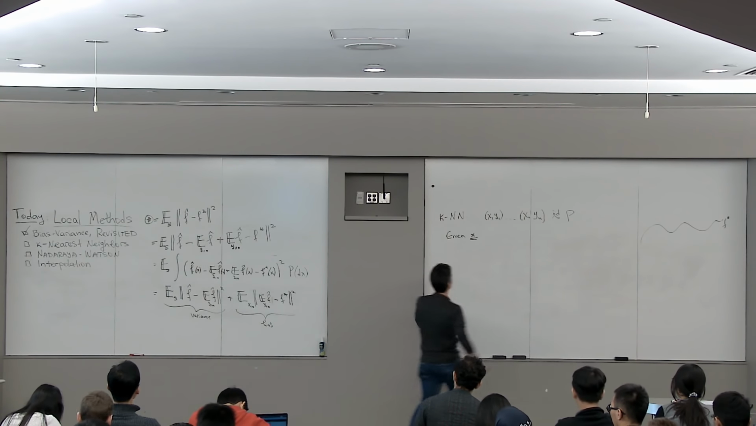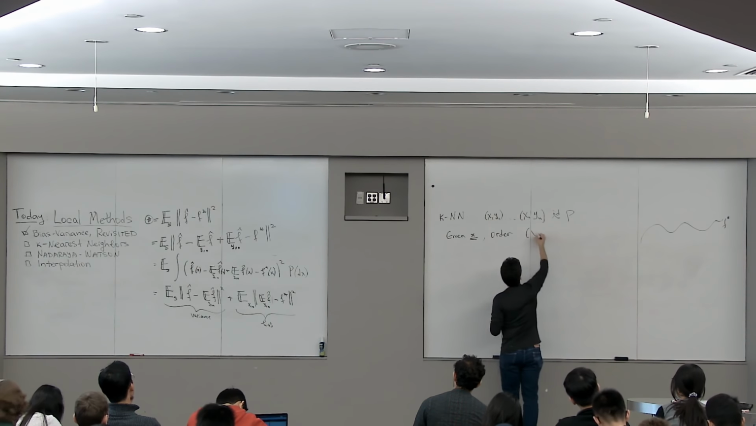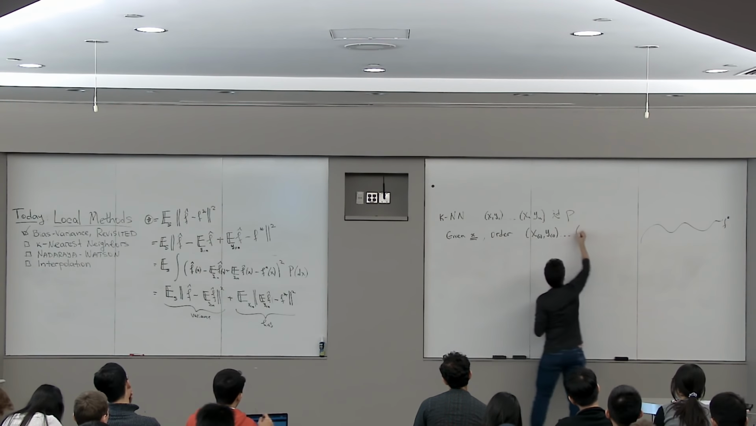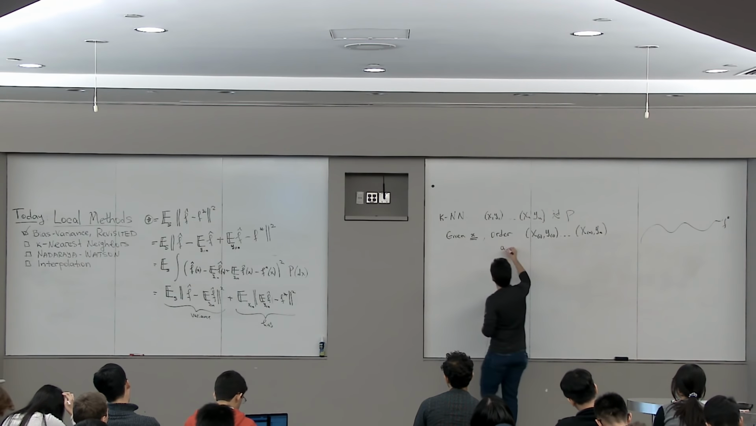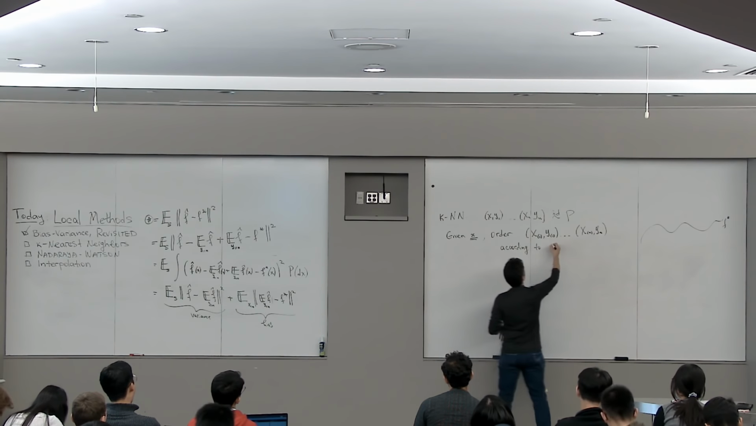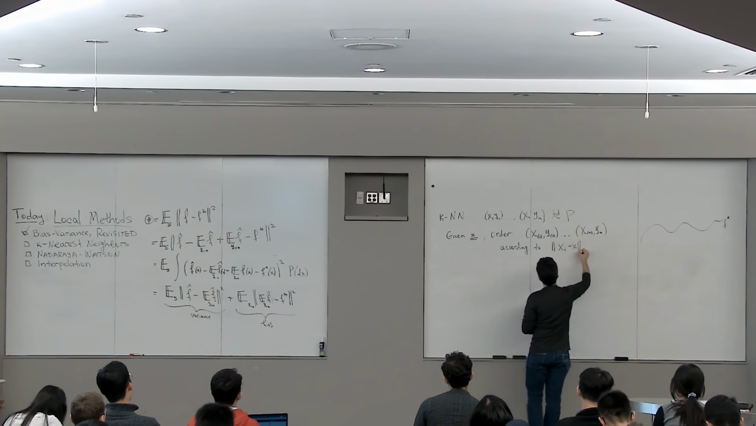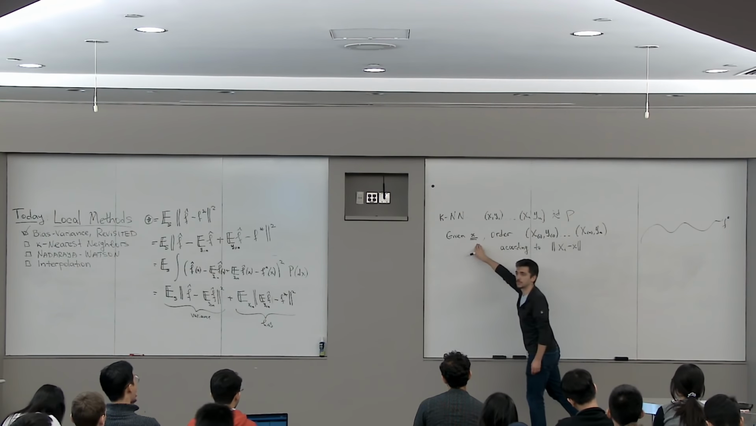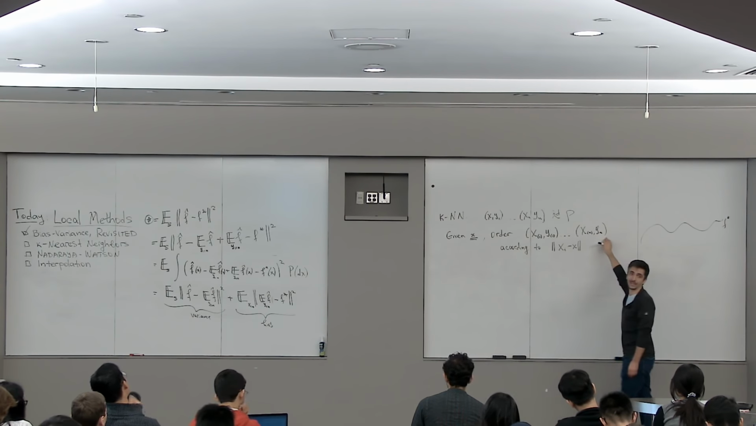So given x, I order the data (x1, y1) through (xn, yn) according to, let's say, Euclidean distance to x. So this is the closest x to my little x. This is the second closest, up to the furthest element in my data set.